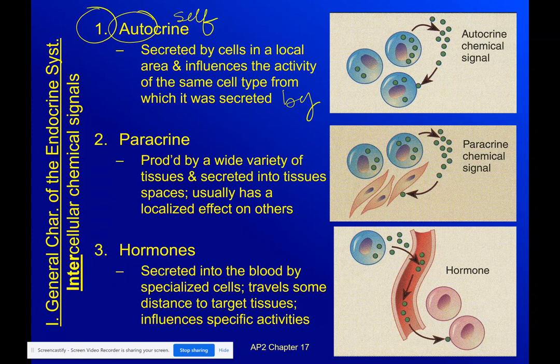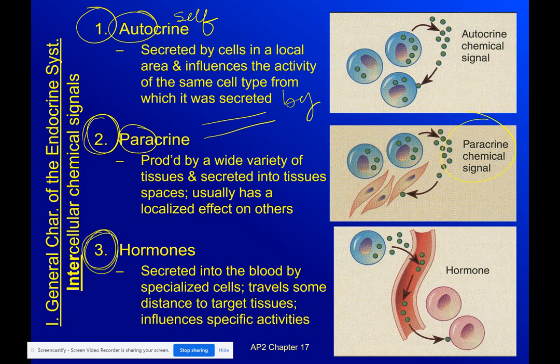Okay? Now, paracrine signals. Para basically means side by side. Think of the word parallel. It's produced by a wide variety of tissues and they're secreted into tissue spaces, but usually the effects are localized on others. So in other words, I'll say liver. My next door neighbor, if I'm the liver, is the gallbladder. So let's say the liver cells secrete something that affects the gallbladder. I'm literally affecting my neighboring cells. I'm not going throughout the body. I'm not traveling through the blood. I'm just going from here to there, but it's not the same cell type as I am. That's a paracrine chemical signal. I'm literally going to my neighbor and saying, hey, this is the effect I want to have.